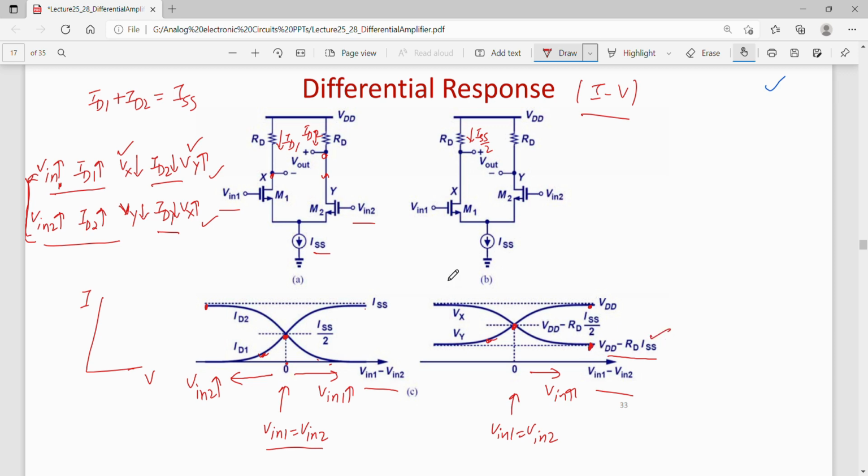Now similarly, if I move from this point towards the left, where this was Vin1, Vin2 is increasing. So when Vin2 is increasing, Vy should reduce and Vx should increase. So Vy is reducing, and Vx is increasing, it reaches up to VDD.